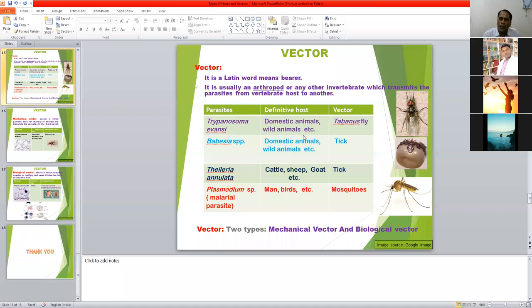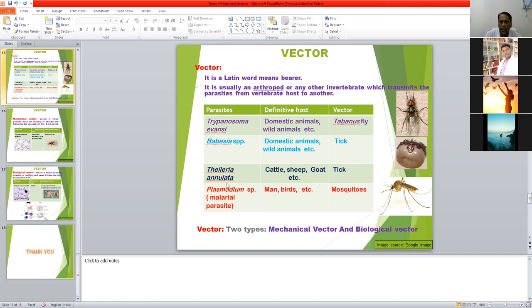The vector of Trypanosoma evansi is the Tabanus fly. This is the arthropod fly, named Tabanus fly, which acts as a vector of Trypanosoma evansi, meaning the Tabanus fly transmits the Trypanosoma evansi parasite from one host to another host.